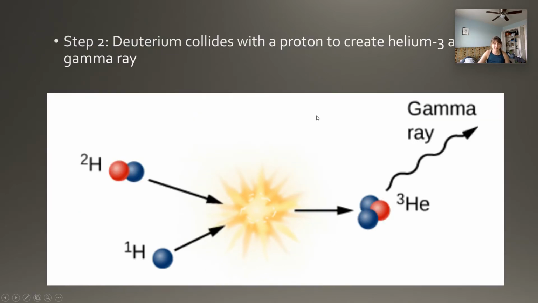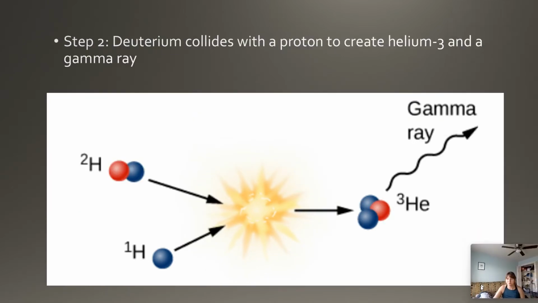So that's step one. Step two, in this process, we have the deuterium particle here collides with another proton to create helium-3. So we've got two protons in the nucleus now and one neutron. So it's an isotope of helium. And a gamma ray is emitted in this process.